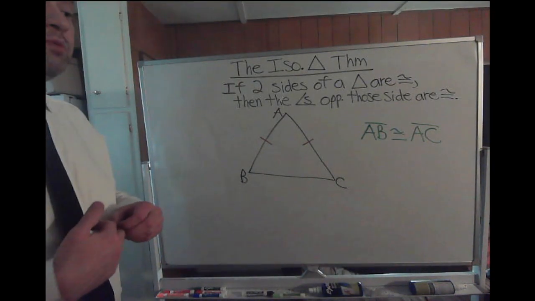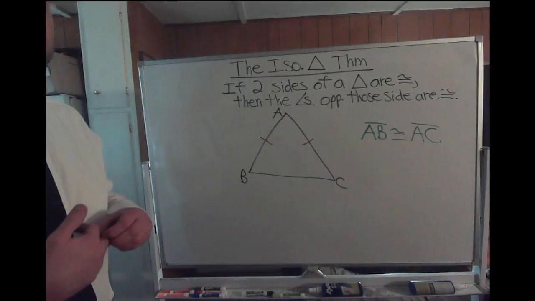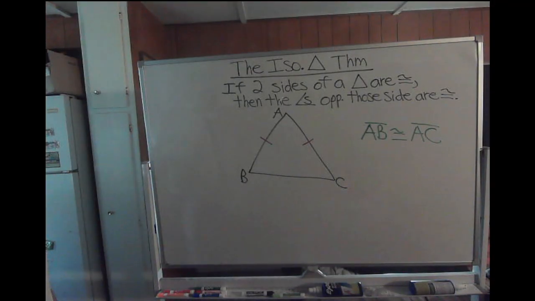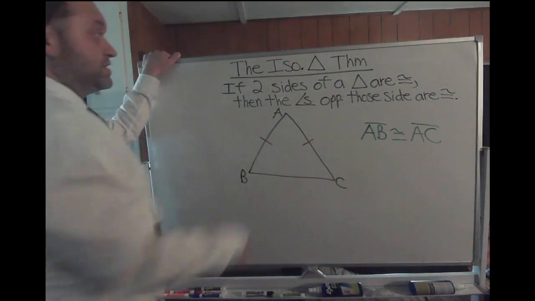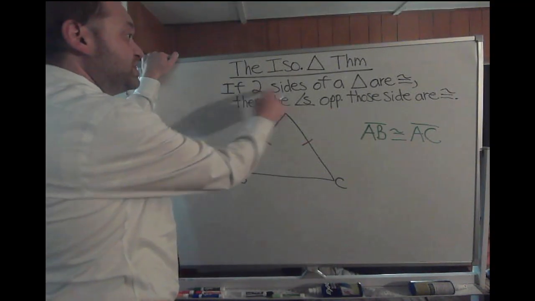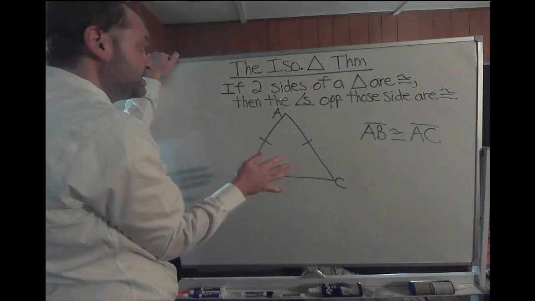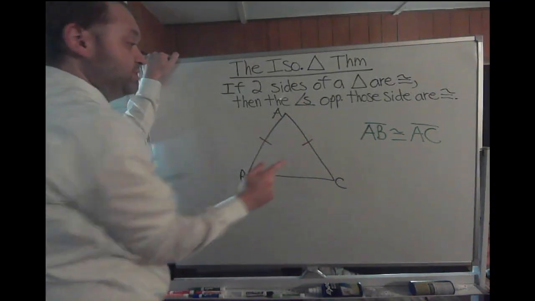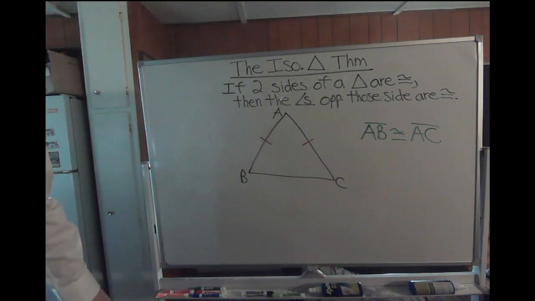So today we are going to talk about the isosceles triangle theorems. And here is the first isosceles triangle theorem. It states that if two sides of a triangle are congruent, then the angles opposite those sides are congruent.